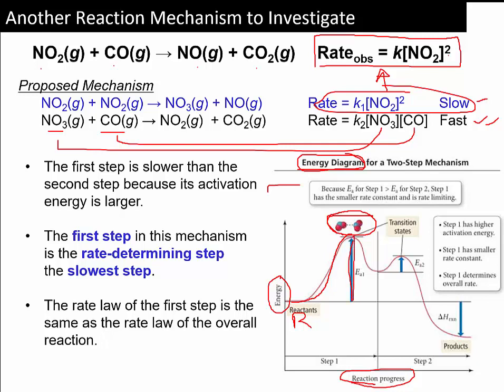How much energy does it take to form this intermediate? Once they do that, they're going to go down the hill and they're going to form an intermediate, this NO3 and the NO. We then have to pull that apart, so we have a second activation energy, and then they're going to form some products with lower overall energy.